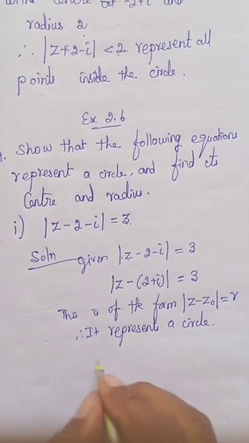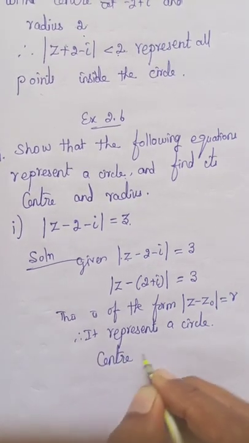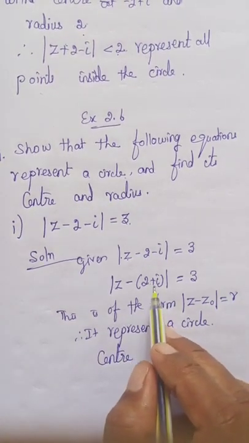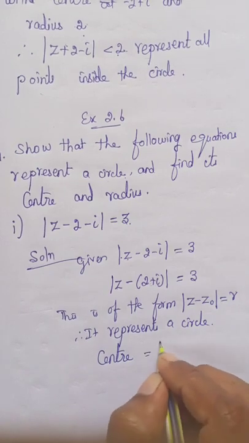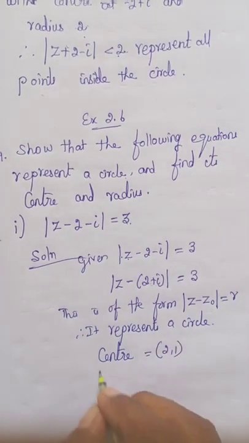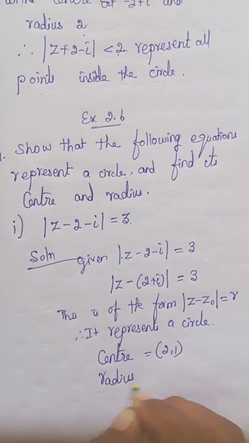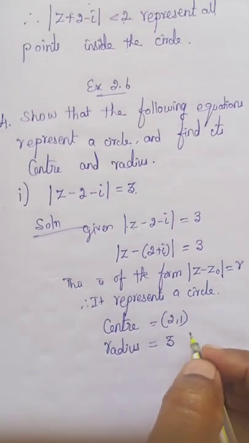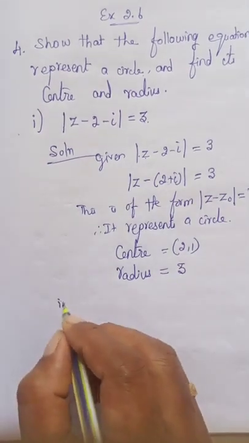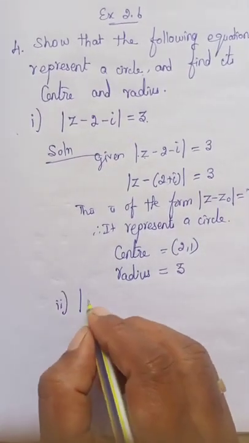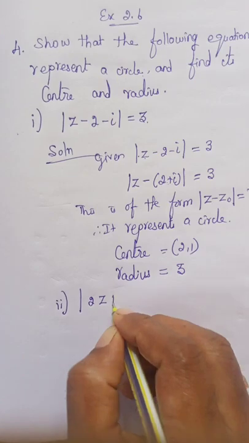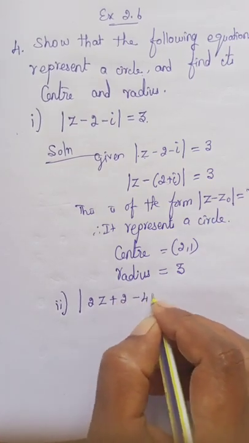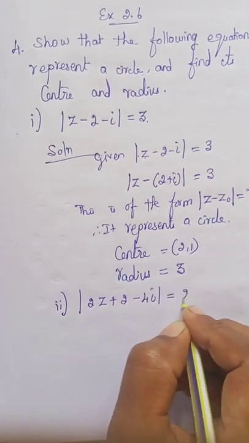Isn't it? Now you can write the center. Center is equal to 2, 1. And the radius is equal to 3. Is that clear? Now, the second subdivision is modulus 2z plus 2 minus 4i is equal to 2.